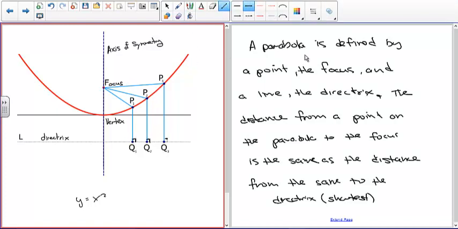So if I picked a point here, and I looked at the distance from here to some other point on the parabola, and I measured the distance from that same point down to here, these two distances would be the same. And the locus of all those points, basically all the points that satisfy that requirement, define the curve. Now it turns out that the parabola does have the form that we're used to looking at, but that's the geometric.